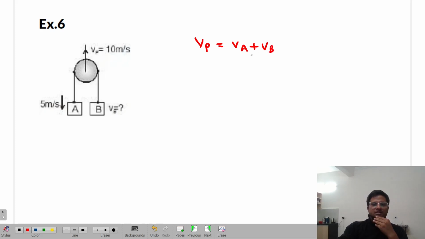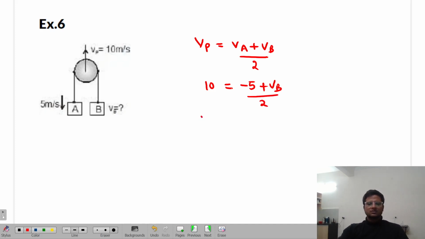And this will be the relation. Isn't it how much? 15. Let's see. So this is V of A plus V of B divided by how much? 2. V of P is how much? 10. Achha, V of A is how much? 5. But it is in which direction? It should be negative. Plus, divided by. Yeah, so that's the mistake.